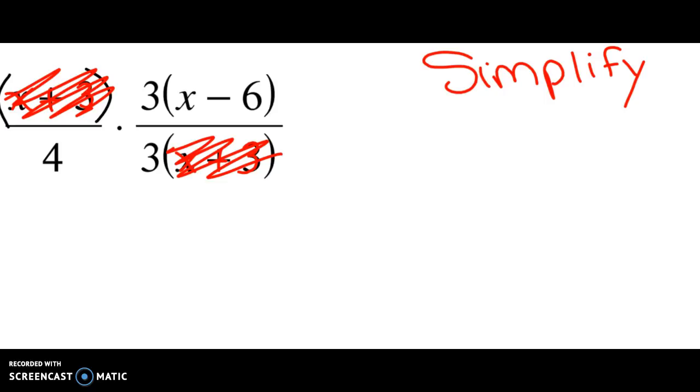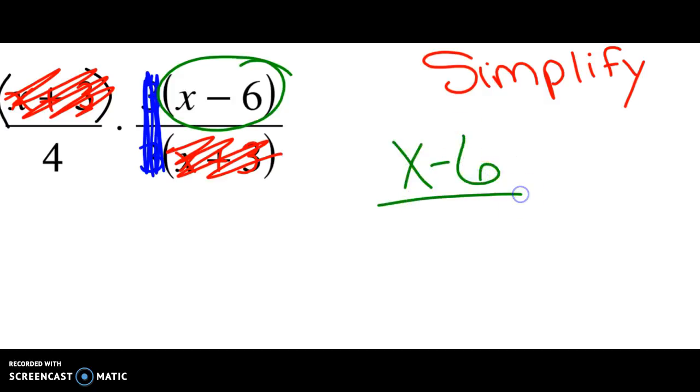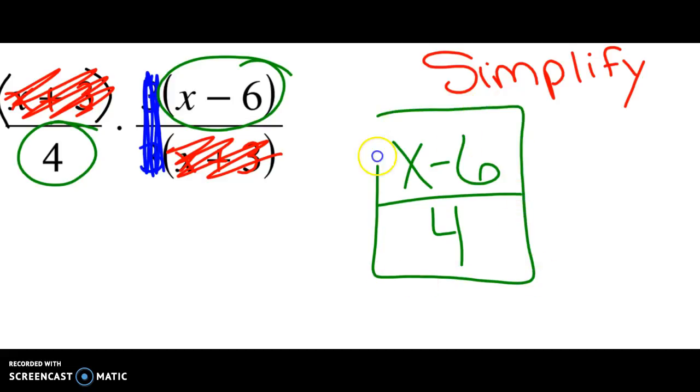And then we've got another common factor on the top and bottom. We got a 3 on the top here and a 3 on the bottom. So those would divide out to be 1, so those are simplifying. So all we're left with in the top is x minus 6, and all we're left with in the bottom is a 4. And you're done.